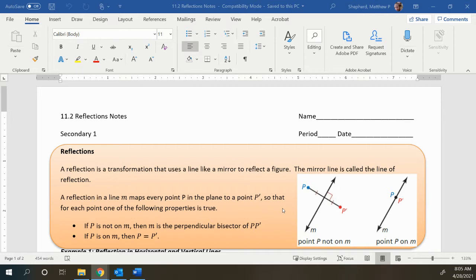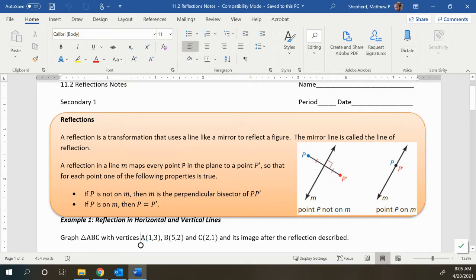All right, let's start talking about reflections. A reflection is a transformation that uses a line like a mirror to reflect a figure. The mirror line is called the line of reflection. In this image, line M is our mirror line, and P is being reflected. So we're going from P to P prime through this reflection.